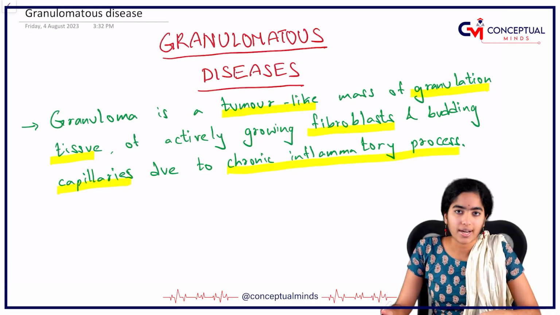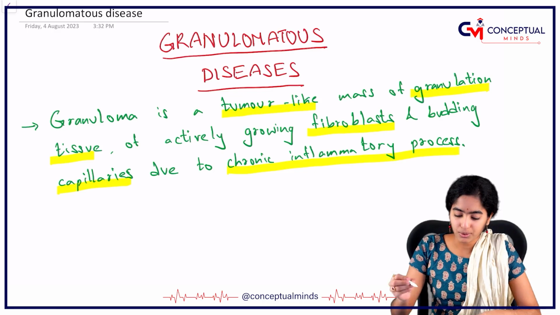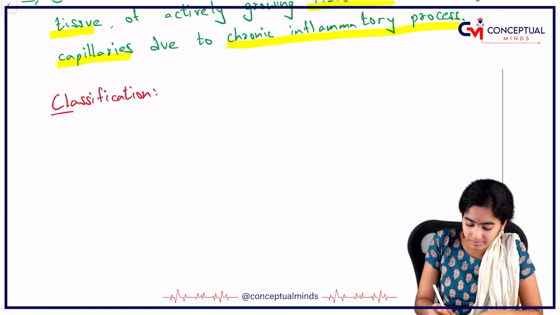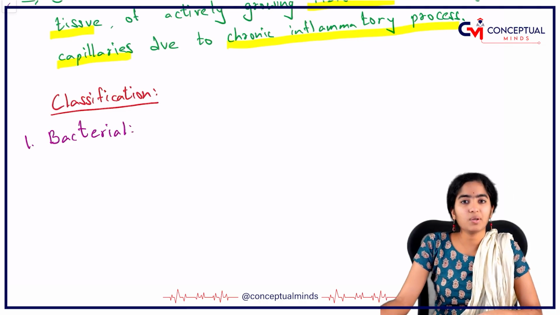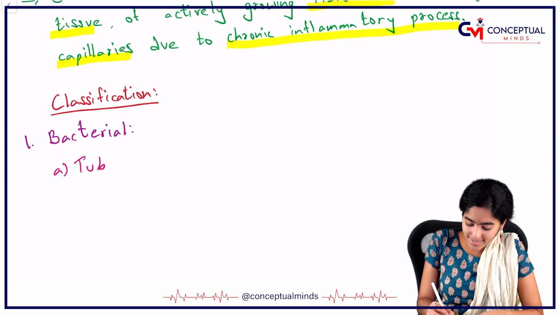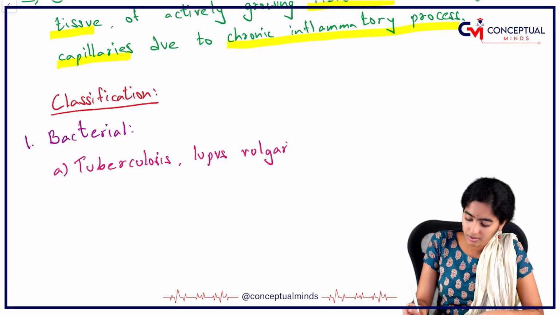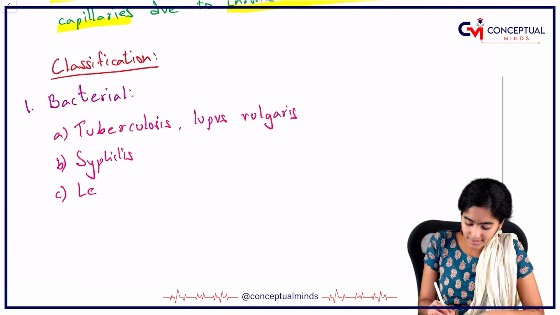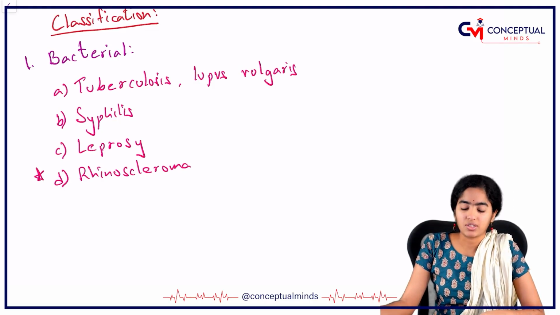Now there are various types of granulomatous diseases. There is a classification for that based on the etiology and type. I will write that down for you. And after classifying, let us learn about each one of them in detail. First is the bacterial group. In the bacterial group, we have tuberculosis and lupus vulgaris, syphilis, which is due to the spirochete, leprosy, and most important in this list is Rhinoscleroma. This is the bacterial group.